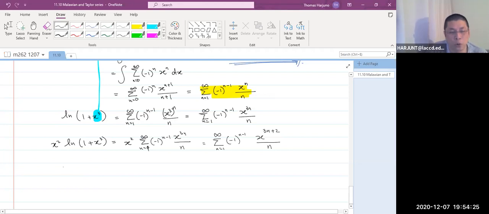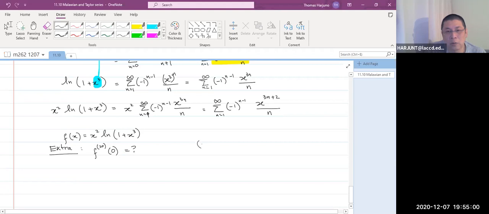Okay, now suppose this is our function, f of x equals x squared natural log of 1 plus x cubed. Then can we find the 20th derivative of the function at 0? Then you look at the series. The term is actually this. That's the term, right? Set this equal to c 20th x to the 20th. When you match the x, what will the n be?